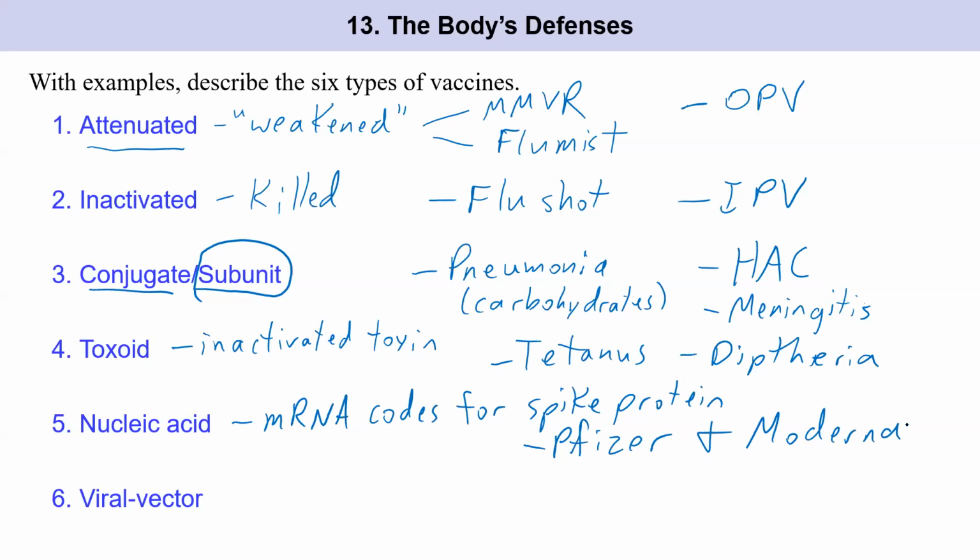Viral vector. So this is where you have genetic instructions, again for the spike protein, and it's going to be delivered by a harmless virus.